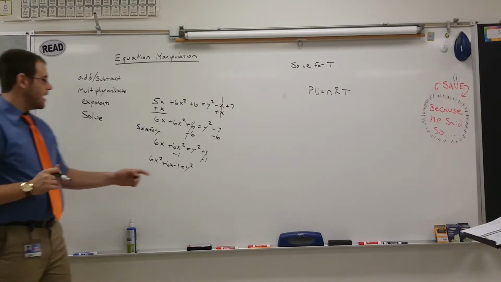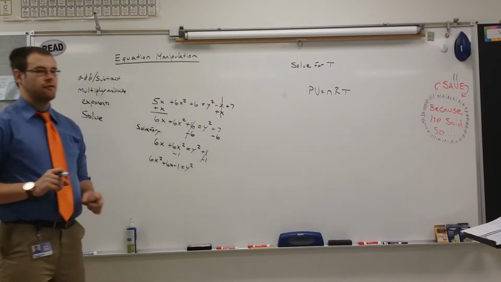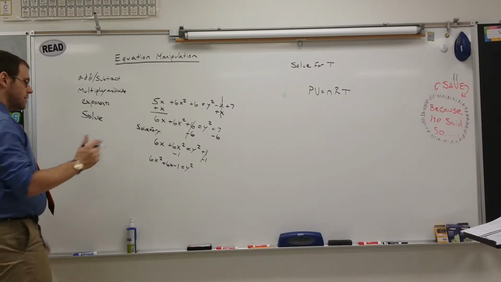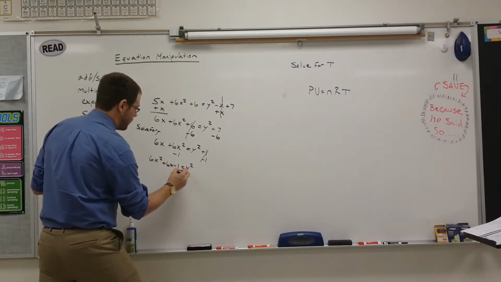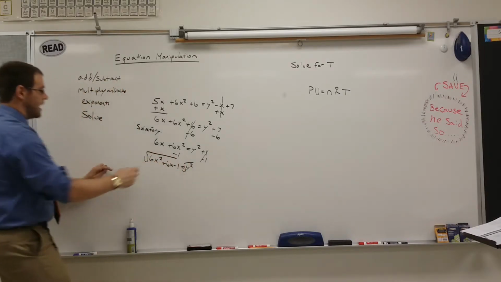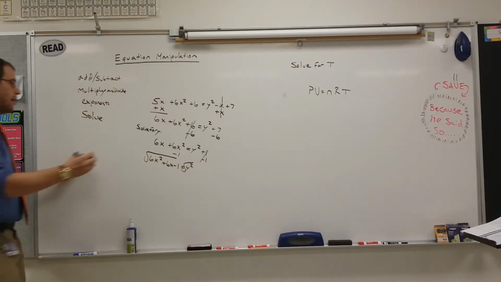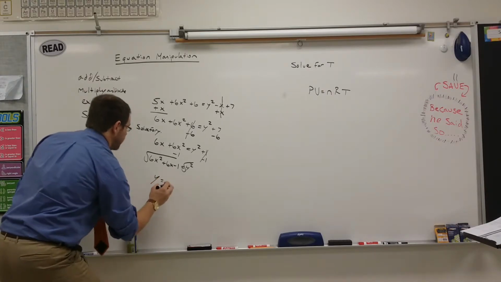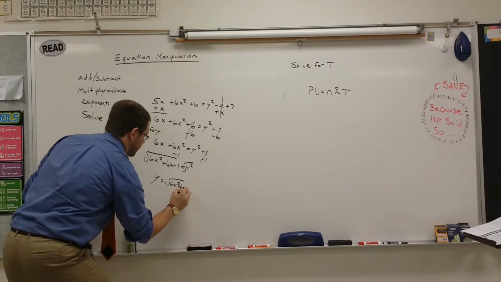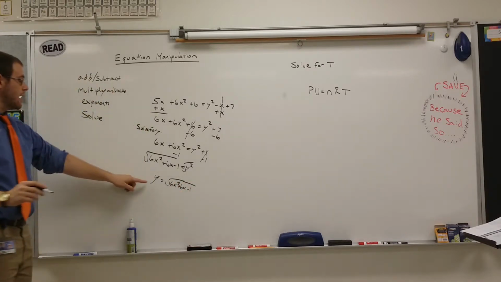Next, to solve for y, I want to get just y by itself. Not y squared, just y. So what I will do to eliminate the square, the exponent here, is square root it. And if I do it to this side, I have to do it to this side as well. So I'll end up getting y equals the square root of 6x squared plus 6x minus 1. And that means I've solved for y.